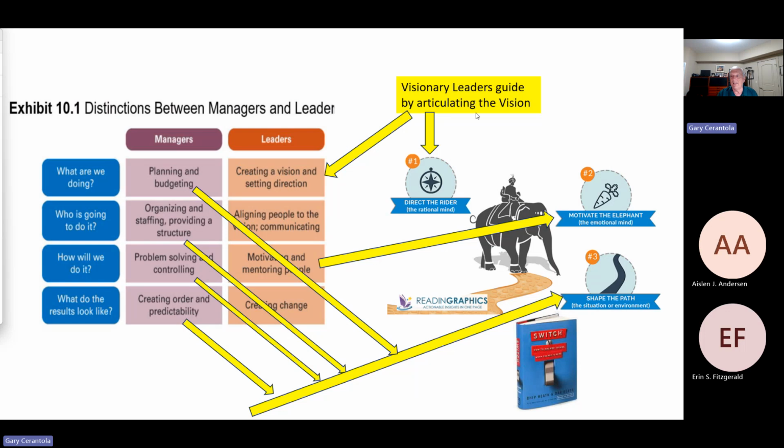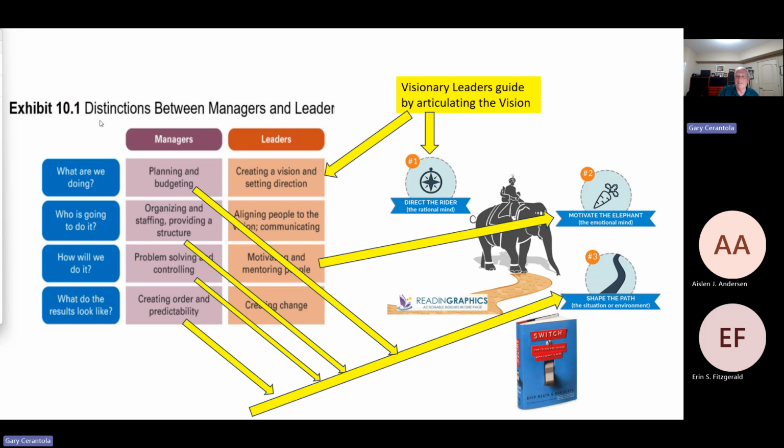Visionary leaders guide by articulating vision, so they're creating the vision. The essence of this book is direct the rider, motivate the elephant, those are the motivating factors, and then shape the path. Make it easy for people to do their work, take away the barriers, give them the tools, train them, make the right relationships inside the organization so that they can get what they need from other parts of the organization. All those things are shaping the path. This is all about transformation, this book, called Switch.